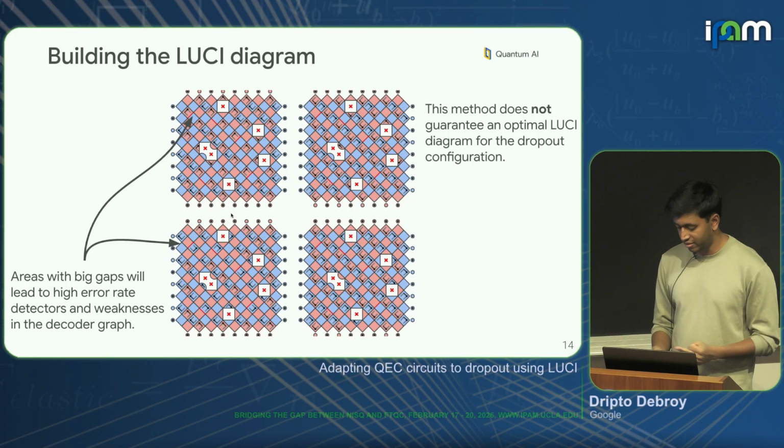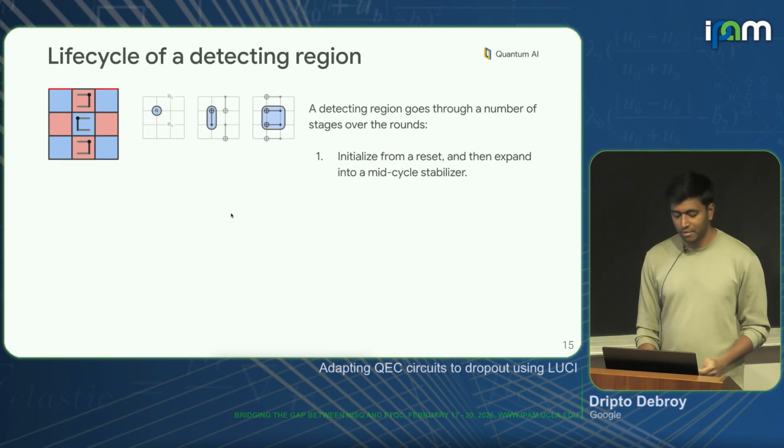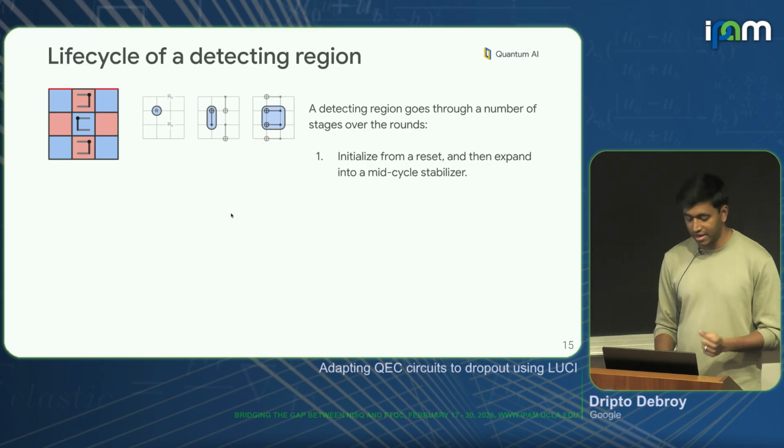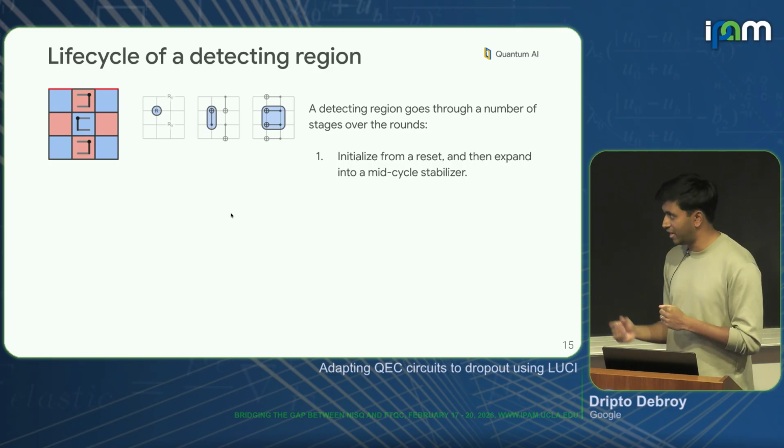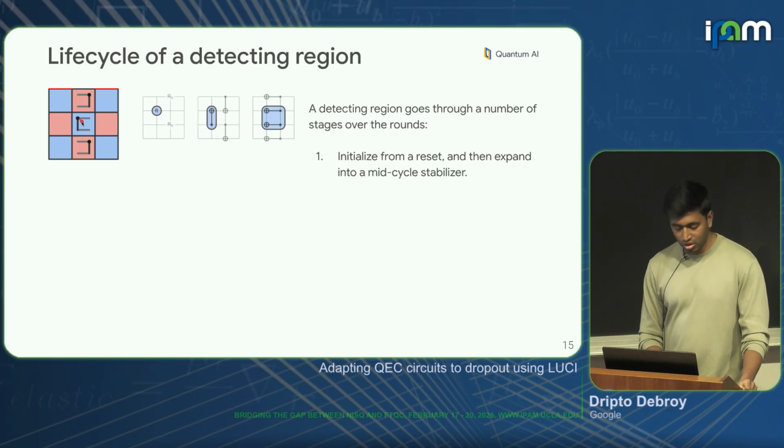So this is sort of a final LUCI diagram. That's the process of making one. And I'm going to go over quickly the life cycle of a single detector, just so we can really understand how these modifications to the circuit and deformations have affected our final footprint. So I'll look at just this random 3x3 square of patches. And right here, I'm going to focus on this particular detector.